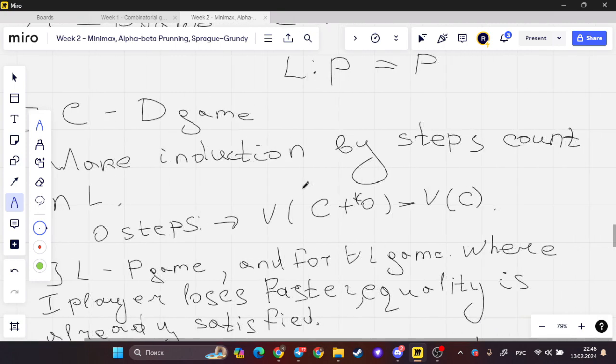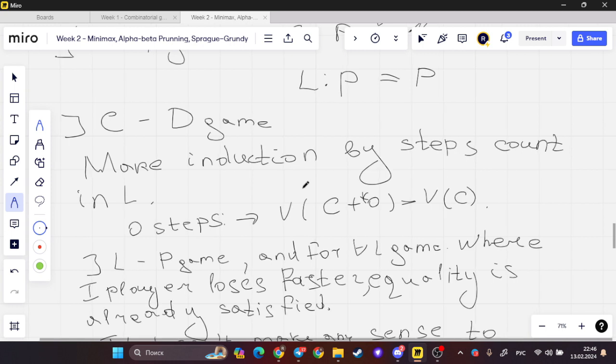Okay, we can make an induction on the step count in L. We have a graph, and we have terminal states in this graph. Suppose in the L game we can make null steps. It's just a terminal vertex P, and that's it. We get equality if our L game is just a null game, a P game.